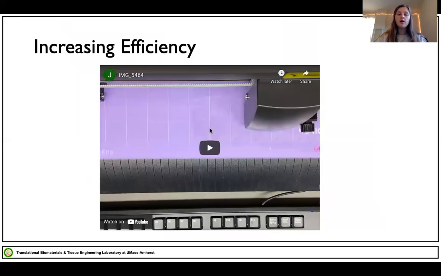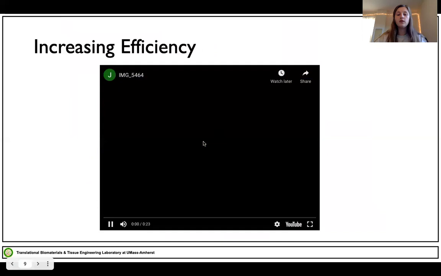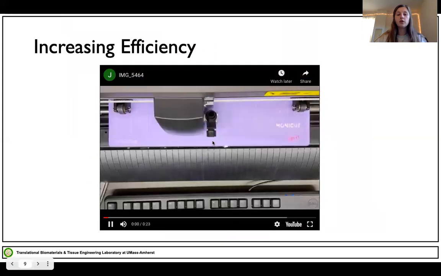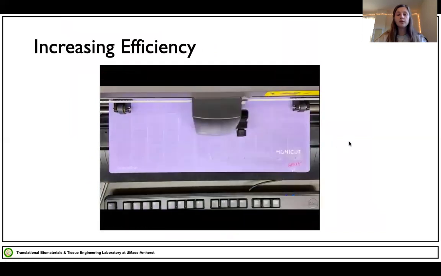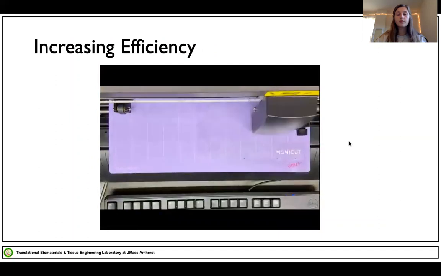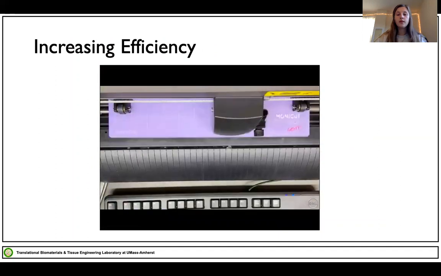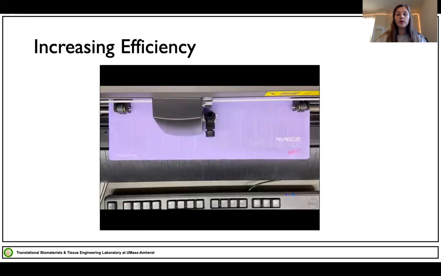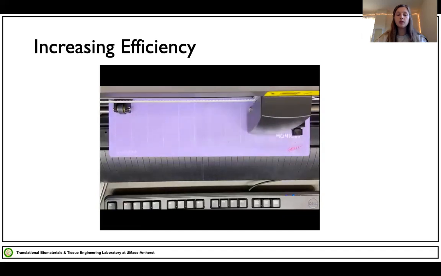Here's a time lapse of cutting an entire 36-piece sheet at once, a process that has greatly improved the efficiency of strip production. And this video is sped up, but in real time it takes about 7 minutes.